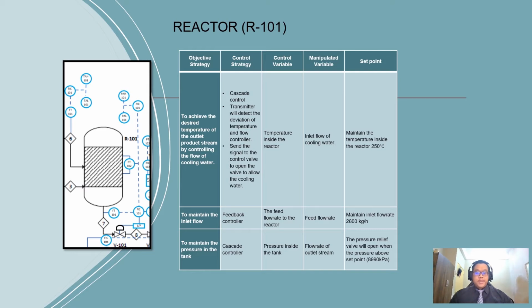The control variable is pressure inside the tank, the manipulated variable is flow rate of outlet stream, and our set point is the pressure relief valve will open when the pressure is above the set point, which is 8990 kPa.